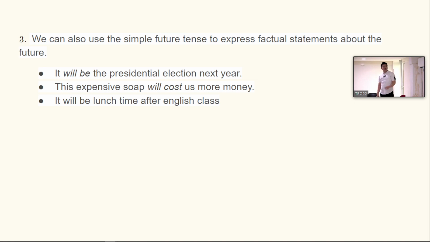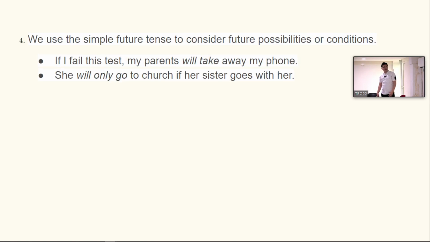And the third one, we can also use simple future tense to express factual statements about the future. For example, as we know, 2024 will be the presidential election. You can say it will be the presidential election next year. Or, for example, there's a soap. We know that the soap is expensive. You can say this expensive soap will cost us more money. Or, for example, it will be lunchtime after this English class. It's a factual statement.